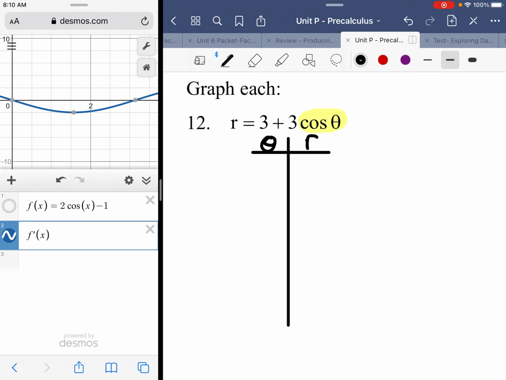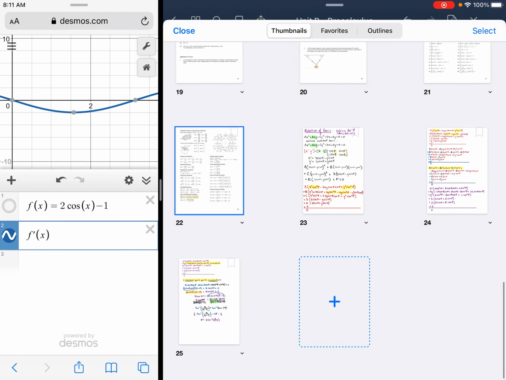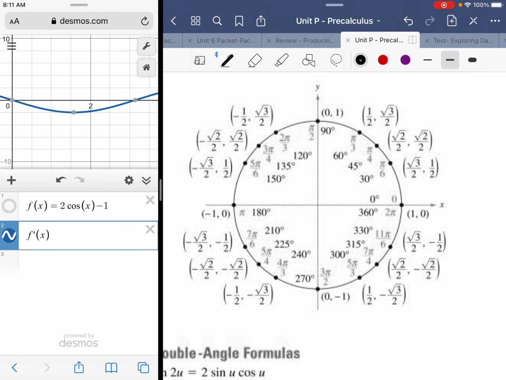And I've gone through entire lessons related to this where people would patiently wait and listen while I go through the whole rigmarole and spiel, and at the end say, okay, I understood everything, except how do you know what values are convenient for theta? So if you go to the end of the packet, you'll see a nice little unit circle here.